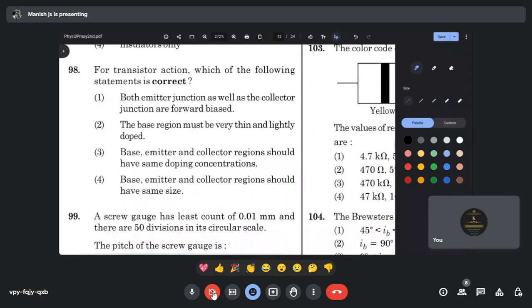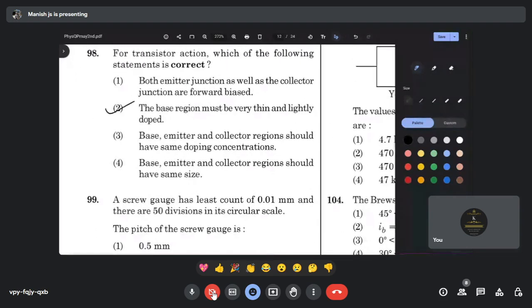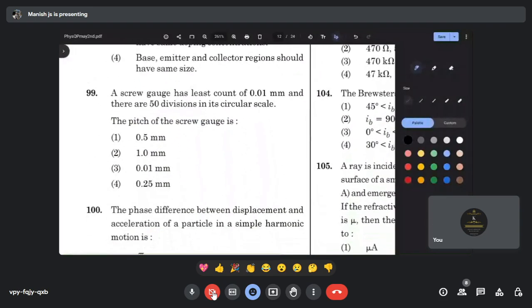Next, question number 98. For a transistor action, which of the following statements are correct? The base region must be very thin and lightly doped. Yes. The base region should be very thin and it has to be lightly doped. Also, note the emitter junction: does that have to be forward or reverse biased? Forward. No, that has to be reverse biased, not forward. Emitter junction must be reverse biased. So the answer for this is option two. So these things you should keep in mind.